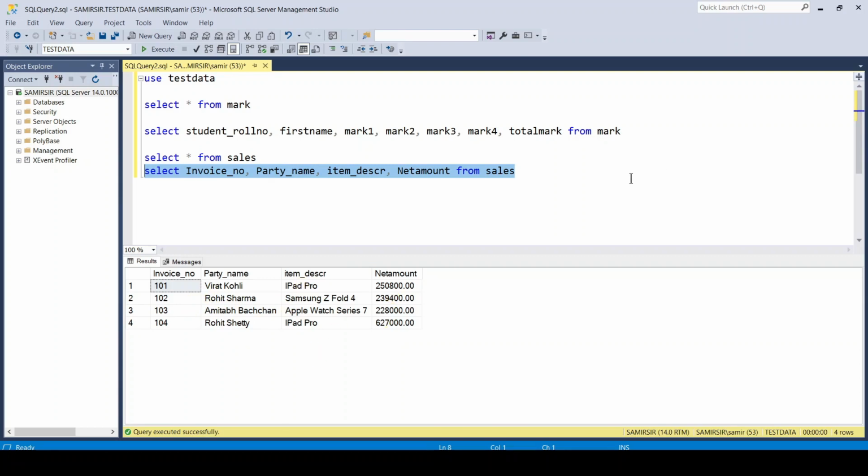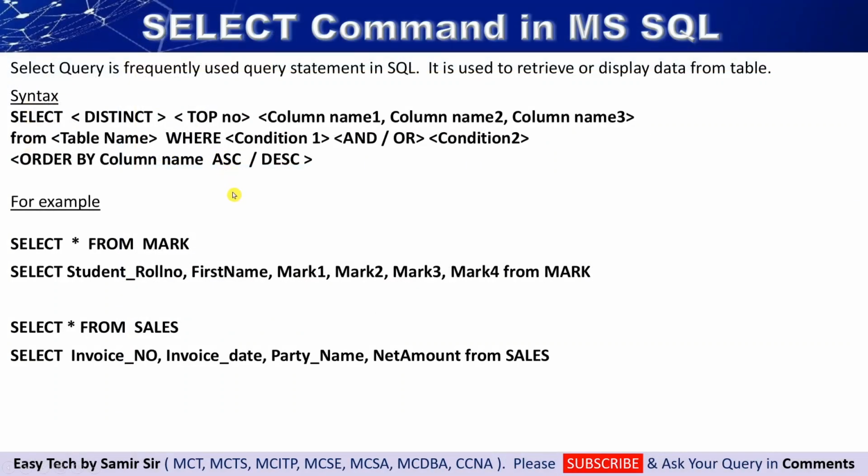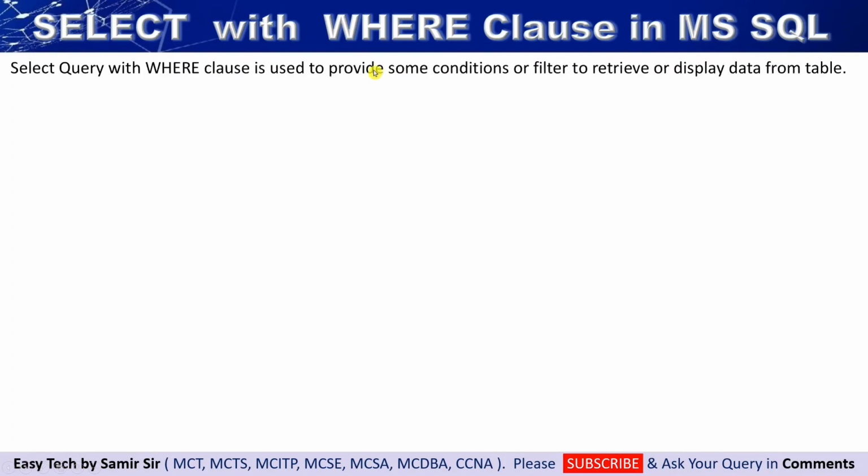Let's see other parameters of the select command. Now, select command with the where parameter, the where clause. Whenever you give select star from sales or select star from mark, it gives me all records from that table. Sometimes you may want to restrict the data and get only a limited amount of it. At that time you need to use a where clause. The where clause is used to restrict the data in order to filter it.